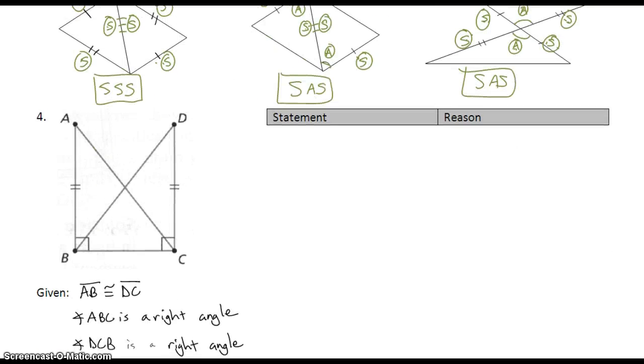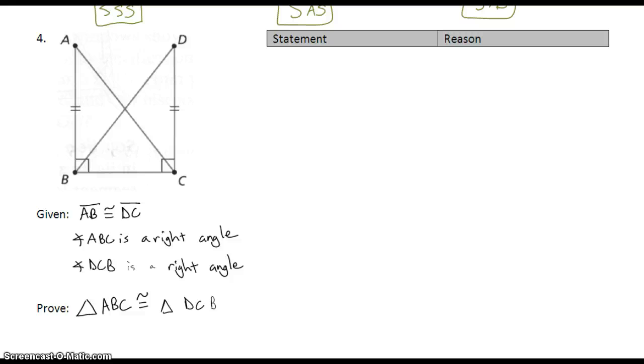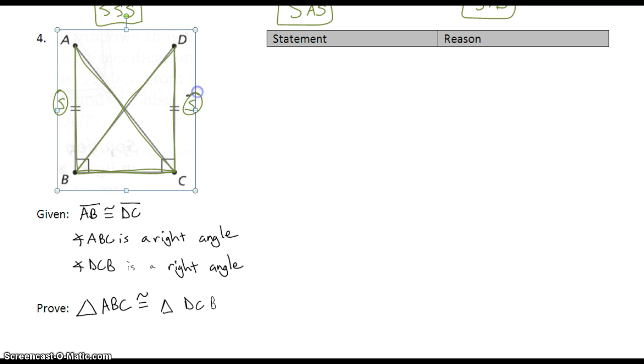Let's take a look at a proof that proves triangles congruent to each other. We need to prove that triangle ABC is congruent to triangle DCB. And we're given that AB is congruent to DC. So we know that we have a pair of congruent sides automatically. We're also given that angle ABC, this angle right here, is a right angle, and angle DCB, this angle right here, is a right angle.